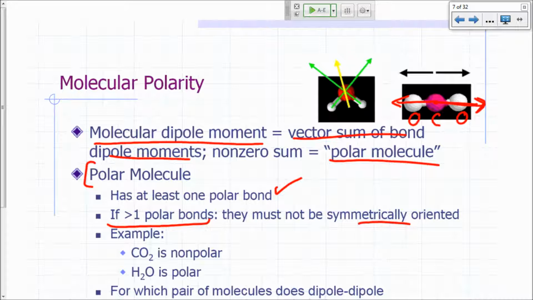What about water? Here's your oxygen and here's your hydrogen. Oxygen is more electronegative than hydrogen, so there's a polarity going that way and another polarity going this way. You can see there's a net polarity towards the oxygen end of the molecule, so we say that a water molecule is polar. That's how you can tell if you have a polar molecule or not.